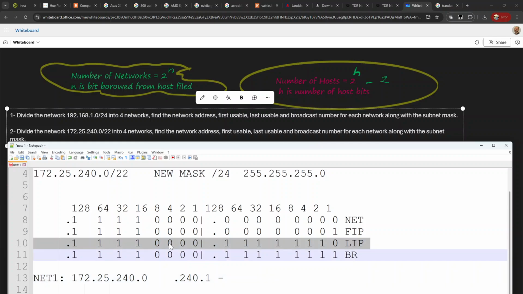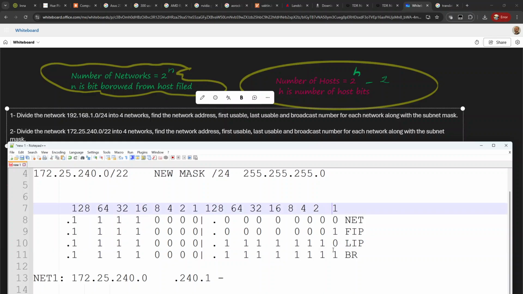And the last usable IP address: we have 240, and we have all those bits turned on, so 128 plus 64 plus 32 plus 16 plus 8 plus 4 plus 2. What you could do is subtract 1 from 255, then you will get 254. So it's 172.25.240.254. And the broadcast is 172.25.240.255.